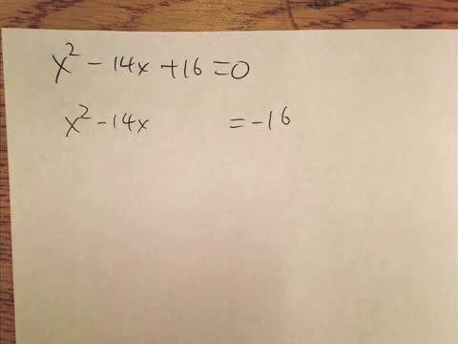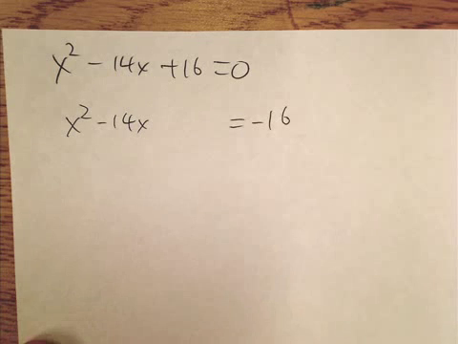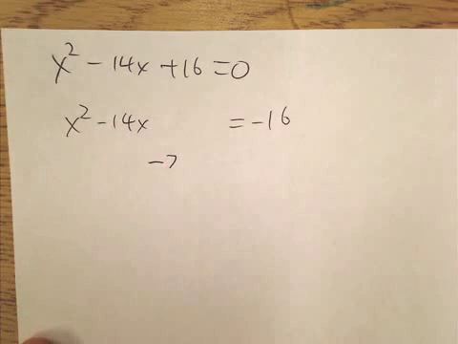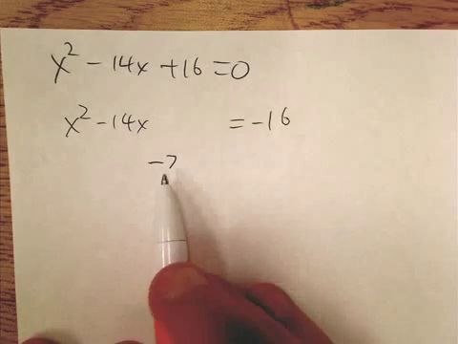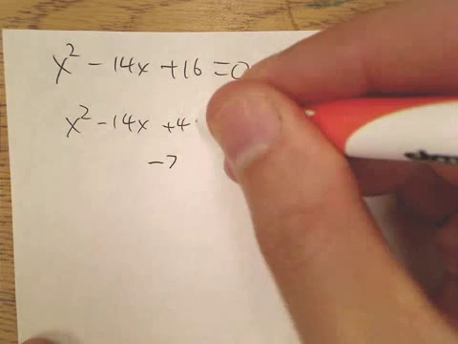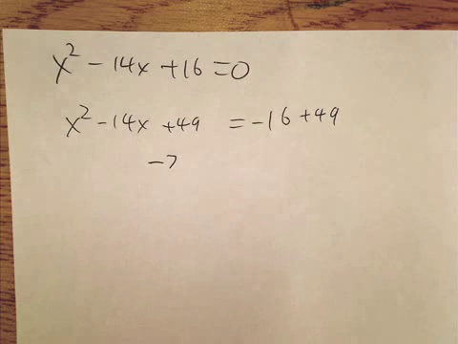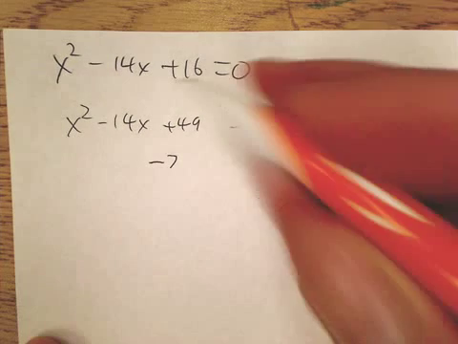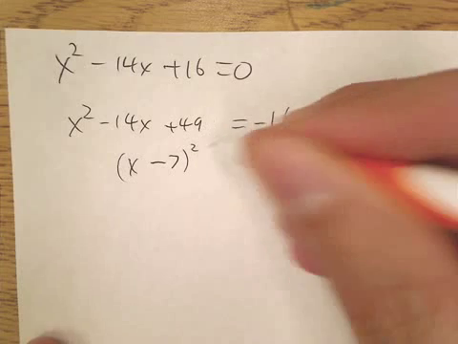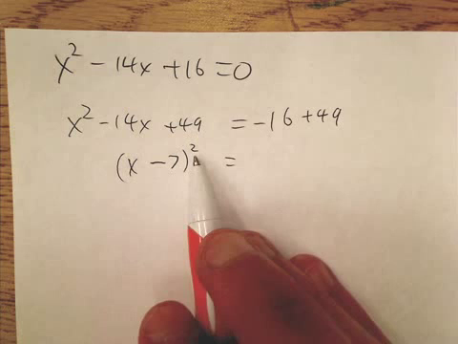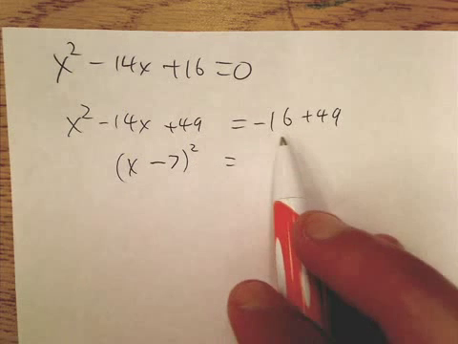So move the 16 over, and it becomes negative. Remember the phrase, divide by 2 and square it. So take the negative 14, divide it by 2, and you get negative 7, and then square that. When you square it, this will always be a positive number, plus 49. When you square that, it will always, always, always be a positive number. Bring down the x, put it in parentheses squared. Then we have negative 16 plus 49.